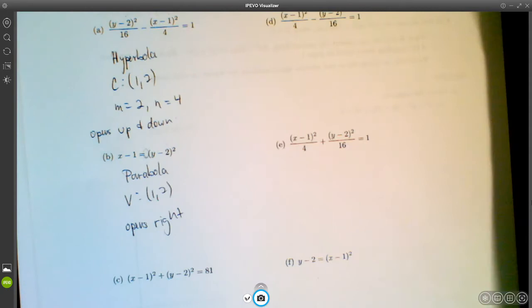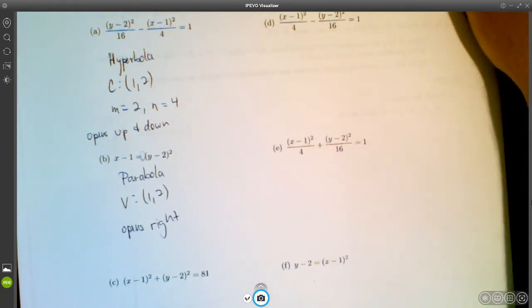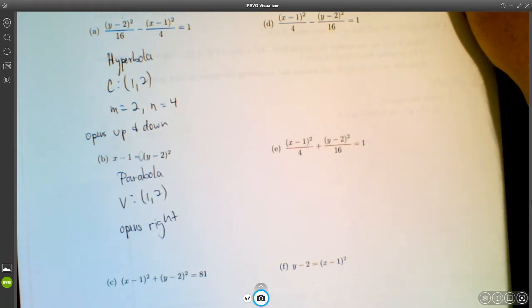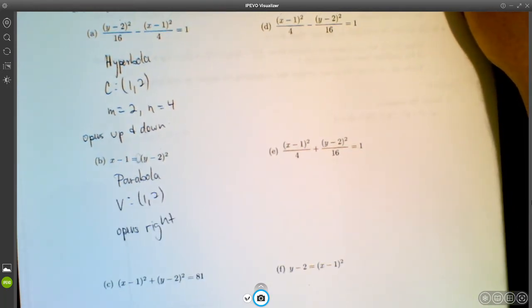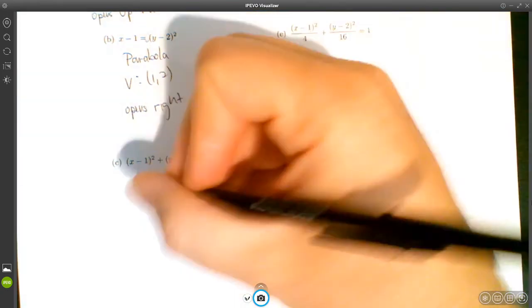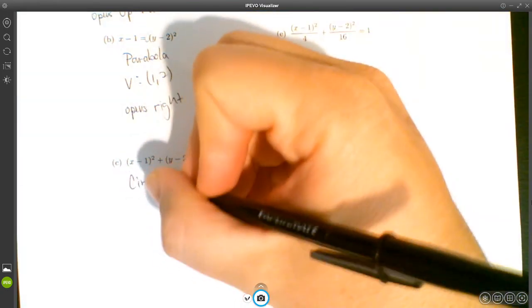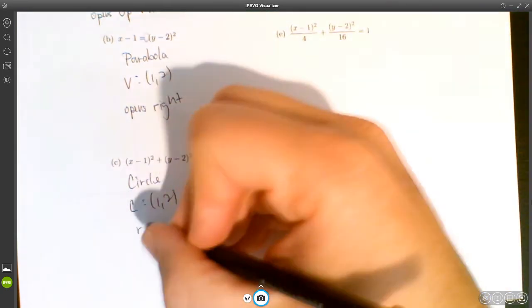Okay, so I'll let you pause the video. Go ahead and pause the video. See if you can identify the rest of these conic sections. Okay, I'm just going to go ahead and give my answers now without a ton of explanation. This one's a circle. The center is 1, 2. The radius is 9.